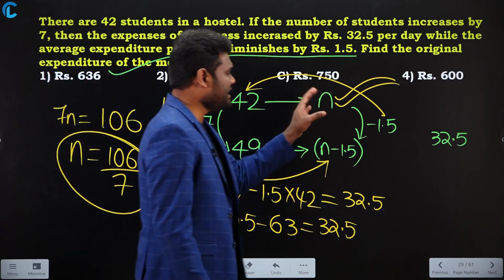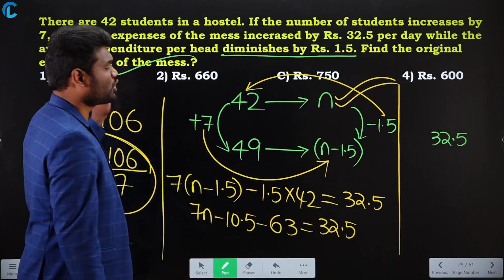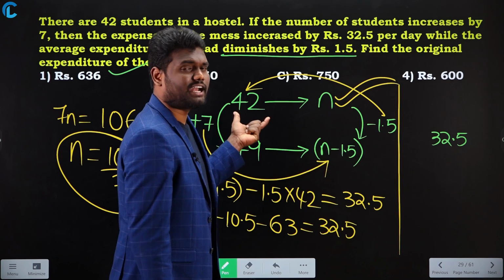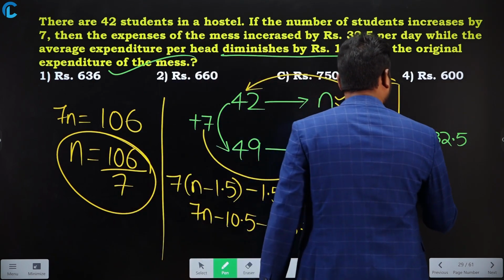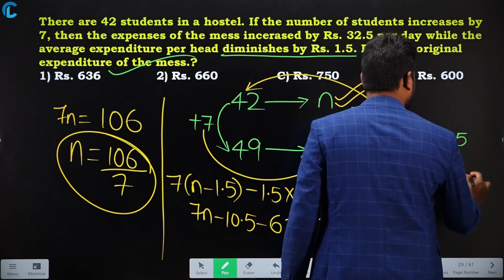But your question is not the initial average. Your question is to find the total expenditure. Look here, total how many persons are there initially? Initially there are 42 persons. So as there are 42 persons and the average is 106 by 7, the total number of students initially is 42.